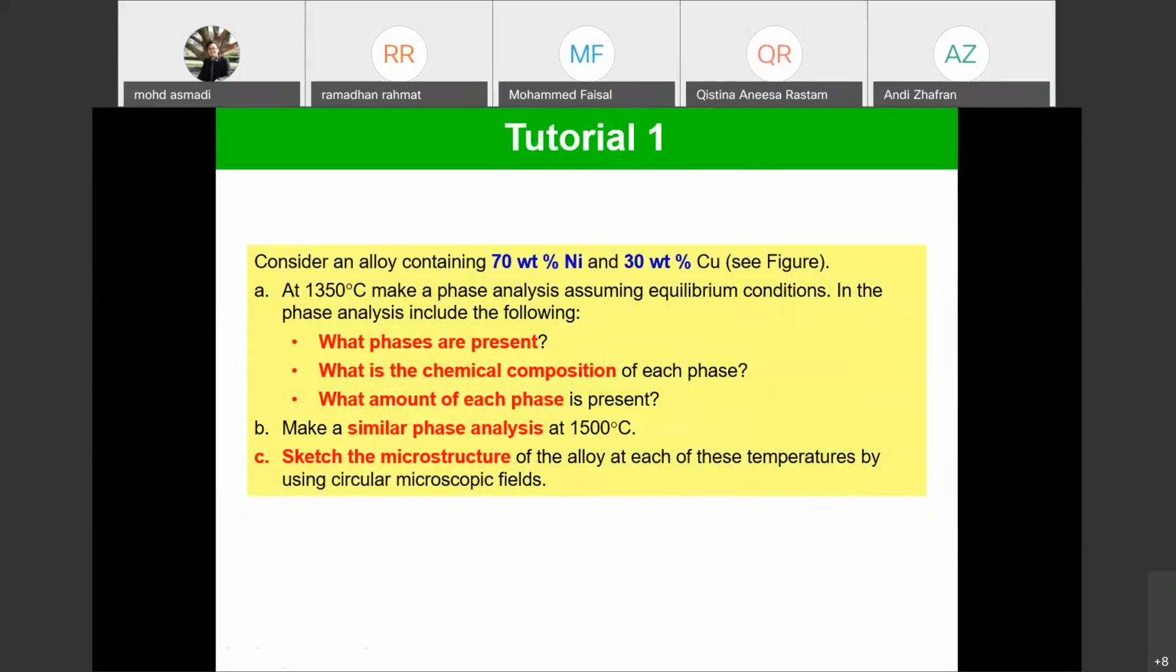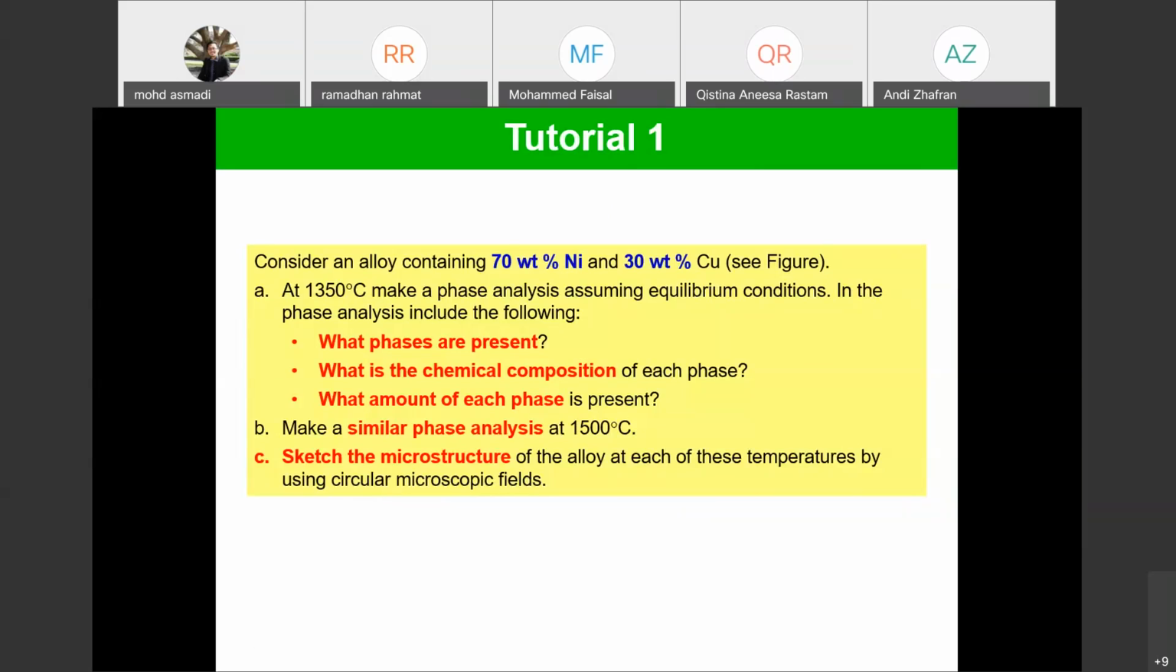Consider an alloy containing 70 weight percent of nickel and 30 weight percent of copper. See figure. Actually, the figure is in the next slide. At 1350 degrees C, make a phase analysis assuming equilibrium condition, including the following. A1: what phases are present? A2: what is the chemical composition? And A3: what is the amount of each phase present?